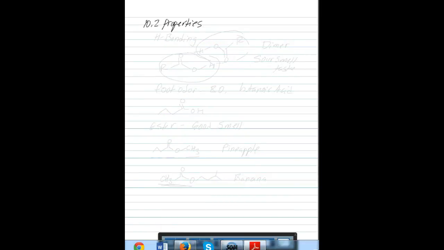All right, some properties of carboxylic acids. The biggest one is hydrogen bonding. Carboxylic acids have relatively high boiling points and melting points for these molecules, and the reason is because of hydrogen bonding. They form these very interesting molecules. So you have one carboxylic acid, and then you have it hydrogen bound to another carboxylic acid.